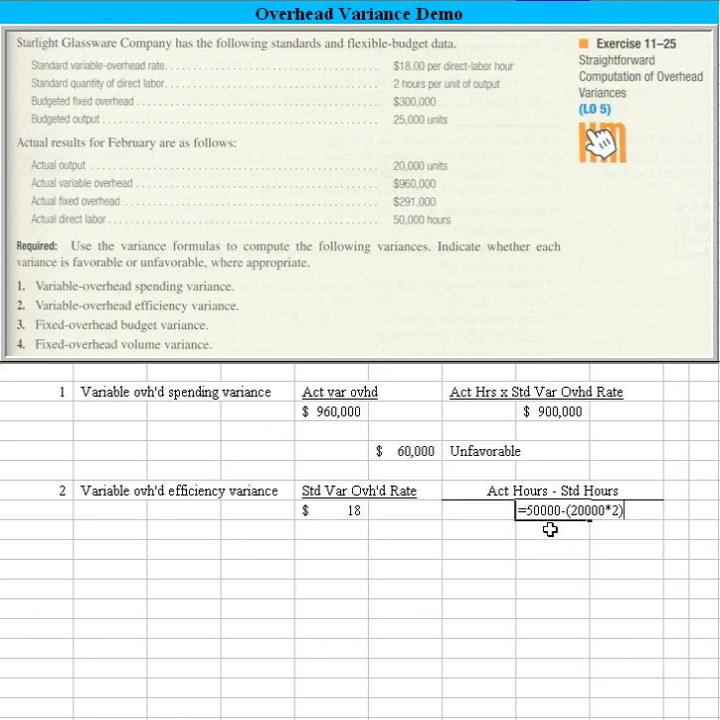Let me go over that again. 50,000 was actual, but the standard hours is not the 25,000 shown there, since we only made 20,000 units. The standard becomes only 40,000 for that level of output. We know that is an unfavorable amount because the actual hours exceed the standard, so I'm going to put a little U here. U usually means unfavorable. You'll see that used quite often.